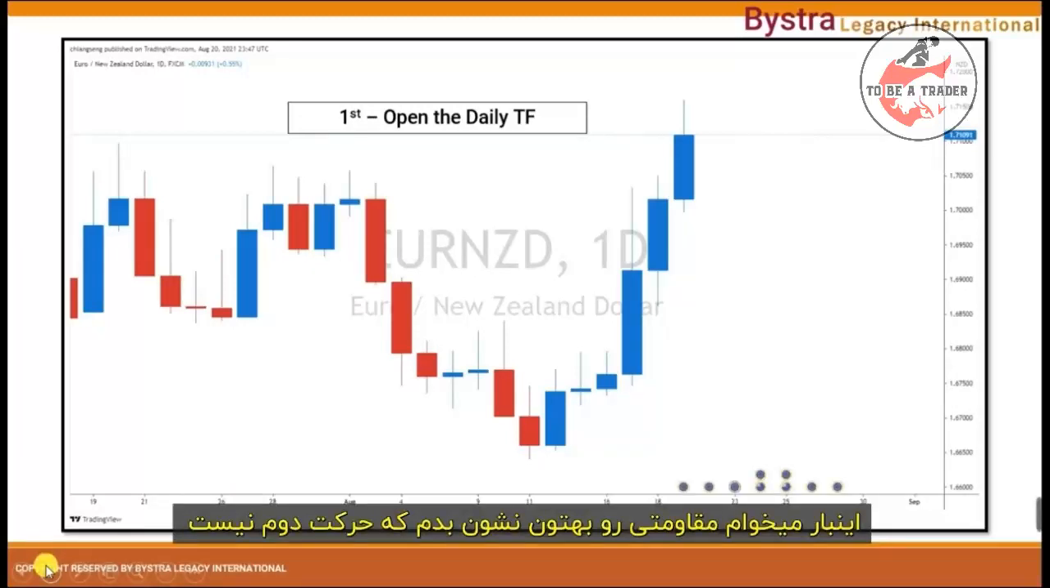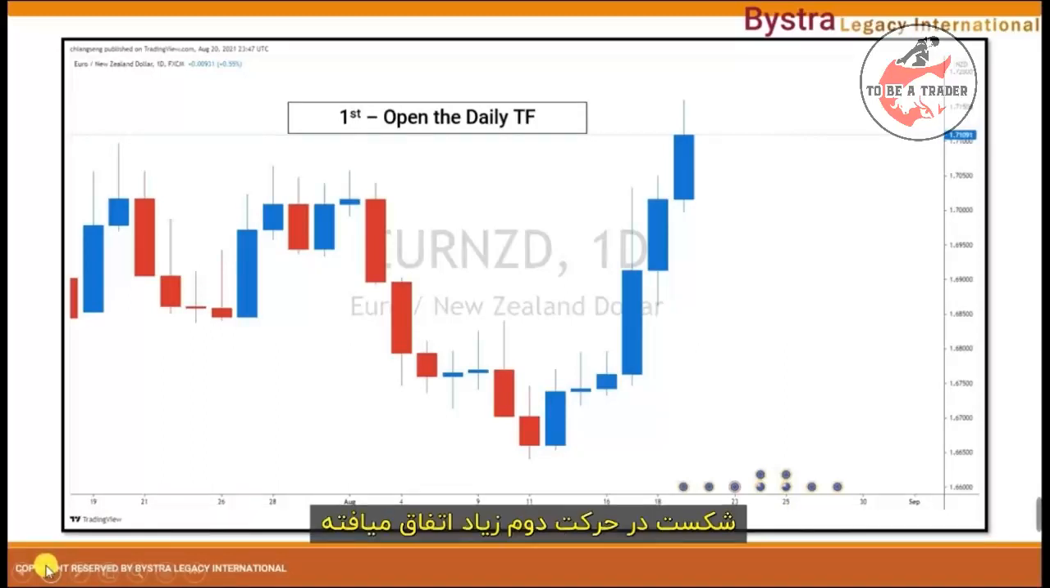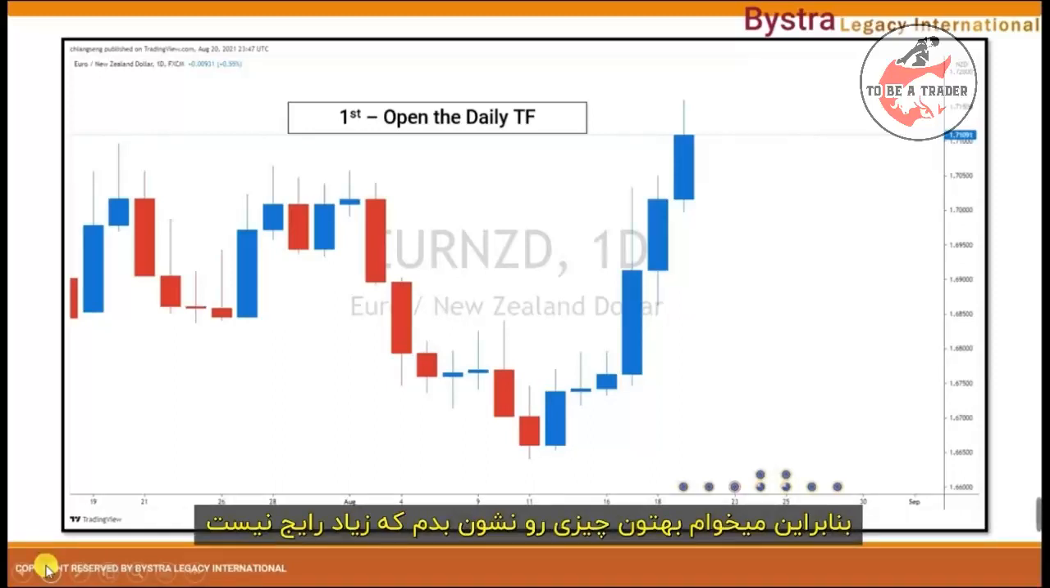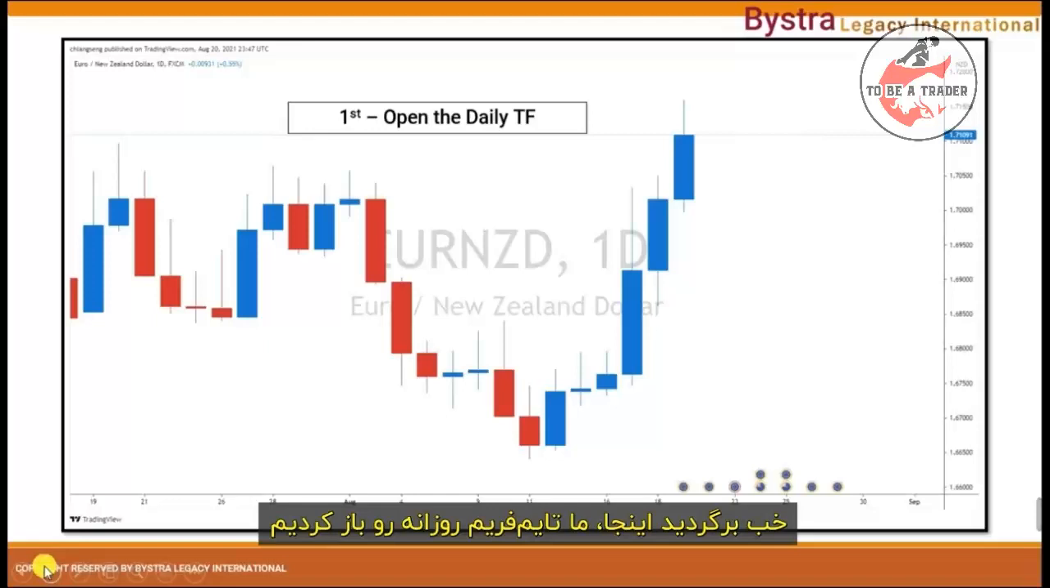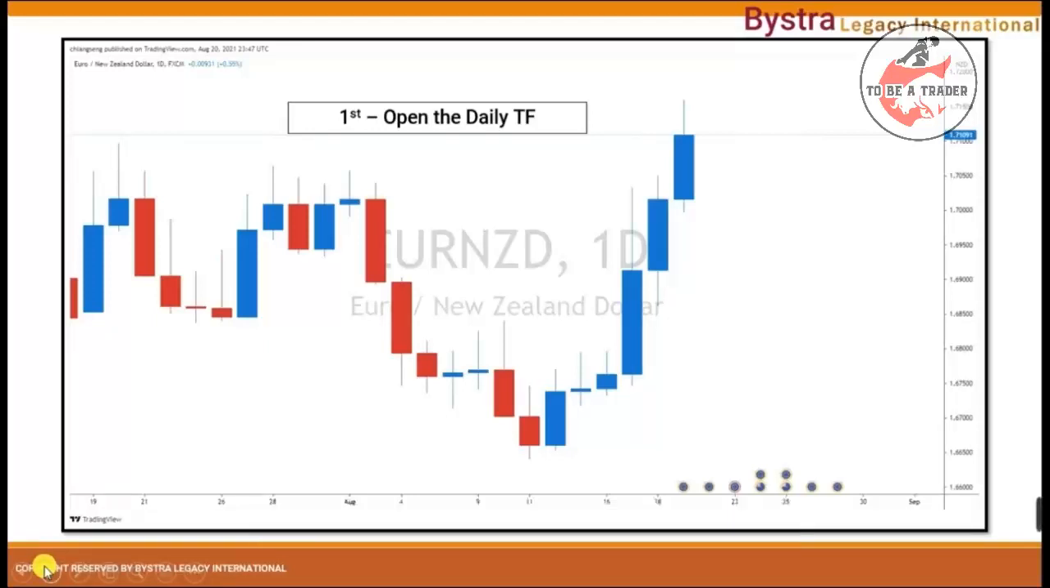But I'm going to show you the resistance that is not the second movement. The second movement breakout happens very often. So I'm going to show you something that is not often, that is the resistance or the support that is not the second movement breakout. So come back to here, we open on the daily time frame.